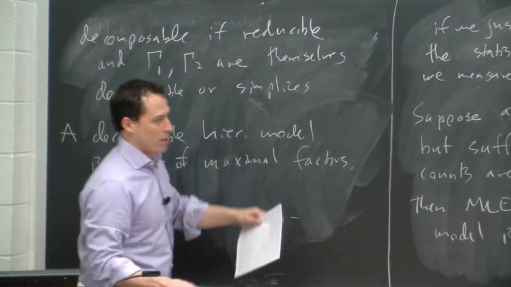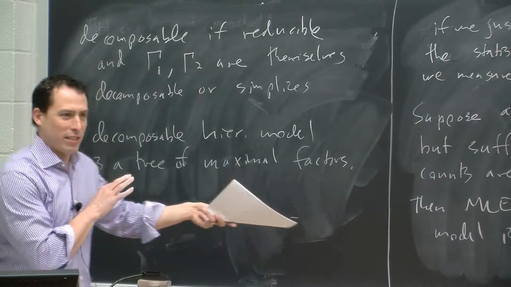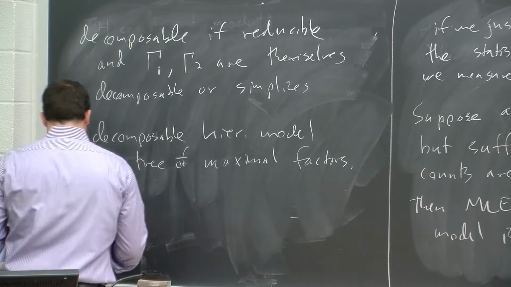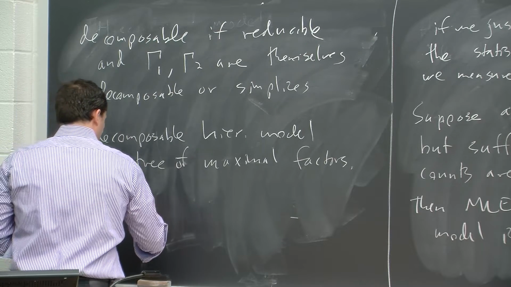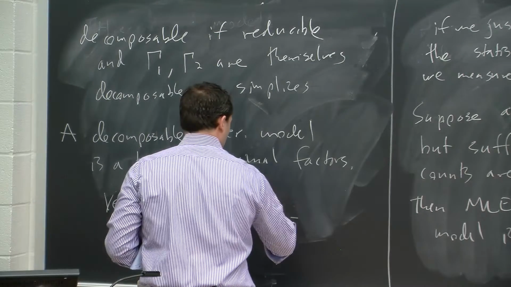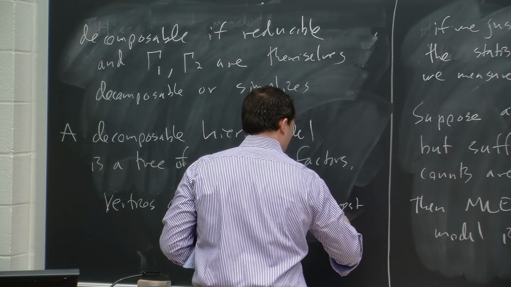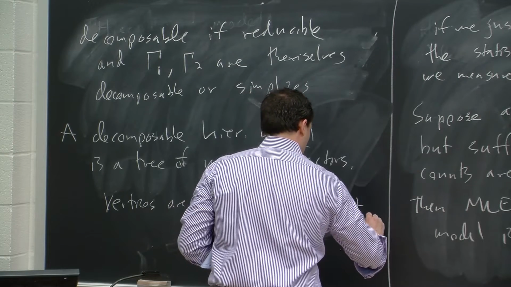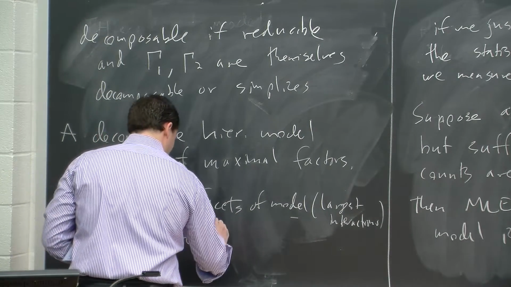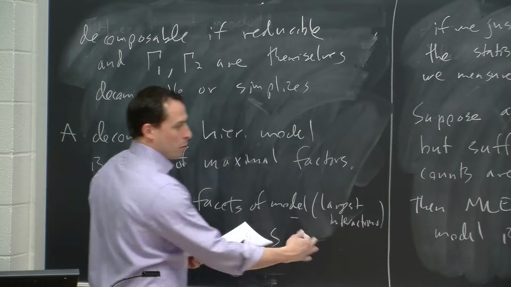Factor being one of these largest things, one of these boxes, the biggest interactions that occur. So if I look at all the biggest interactions that occur and I glue them all together, I get a tree. The vertices of this tree are these facets of the model, these largest interactions. And the edges are these separators, S, that split the pieces.